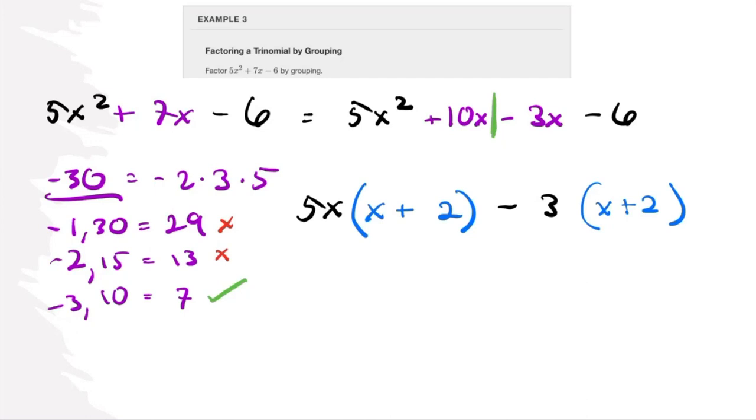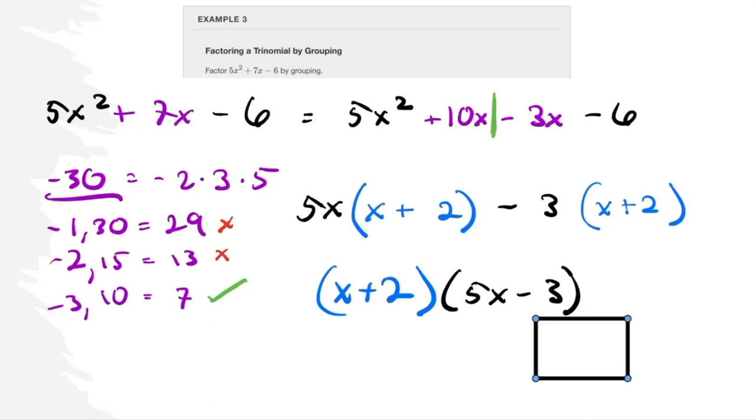What do they have in common? They both have the blue thing. So let's factor out the blue thing from both of them. If we factor out the x plus 2, what's left is 5x minus 3, right? To check, we would say the blue thing times the 5x plus the blue thing times the -3. Then we expand. We should be able to get back to the original. That's how we would check something like this. Or you can FOIL this guy, and you should get back to the original.